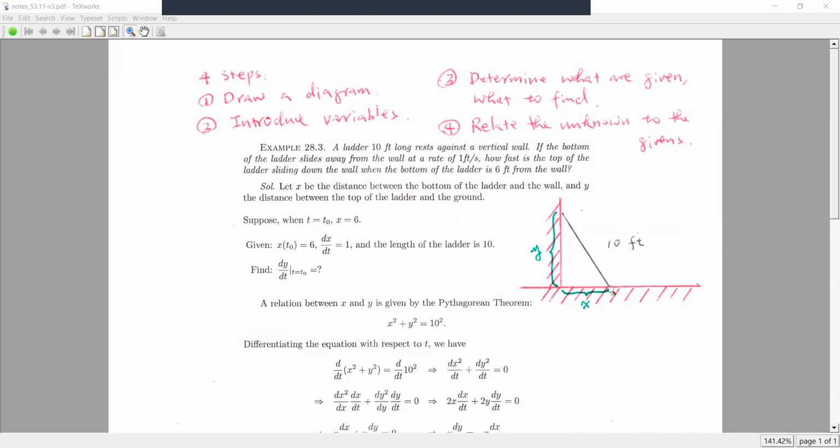Because the bottom of the ladder is sliding away from the wall, these two distances are changing. x and y depend on the time t. So x and y are functions of the time t.